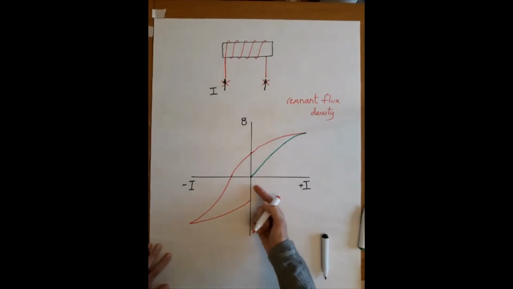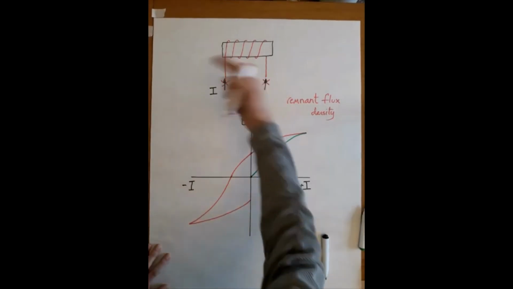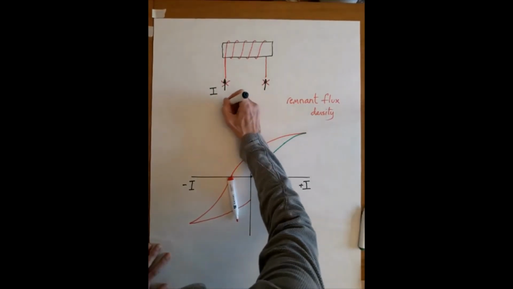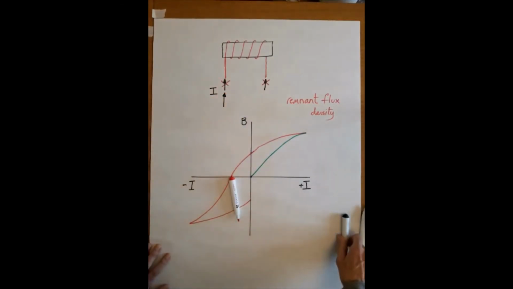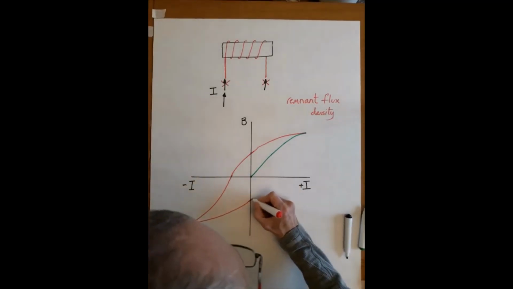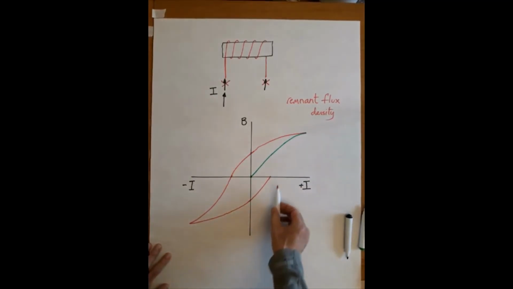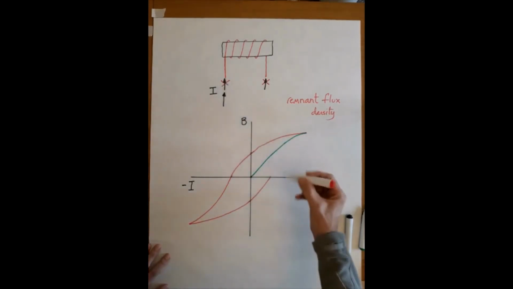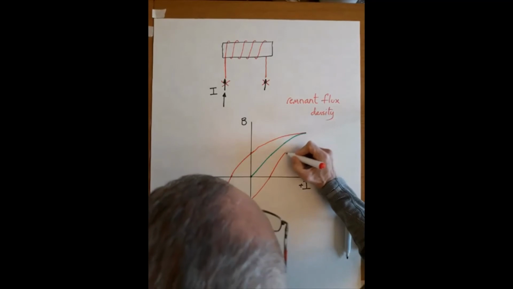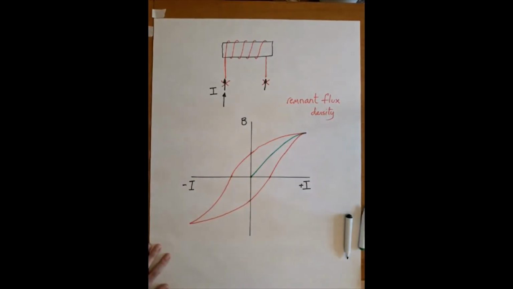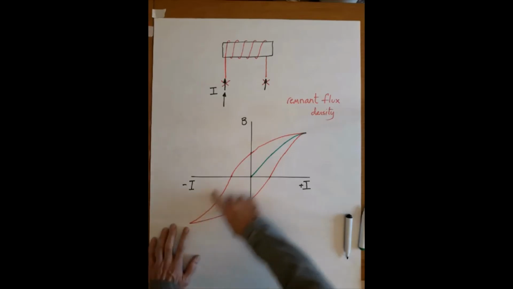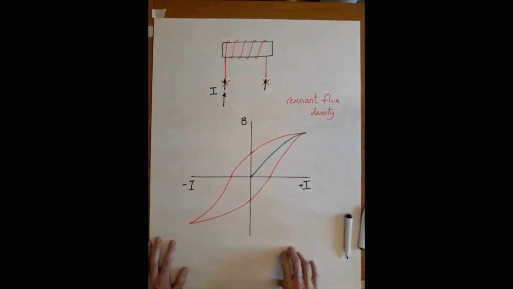Again, to get that flux density to 0, we have to go back and put the current in this side yet again. If we do that, then we get up to there. I've now applied sufficient current to reduce the flux density to 0. And if we carry on and increase that current, it will take us back up to there. So the red shape here is called a hysteresis loop. Sometimes it's called a BH curve. I'll talk about that in a second.